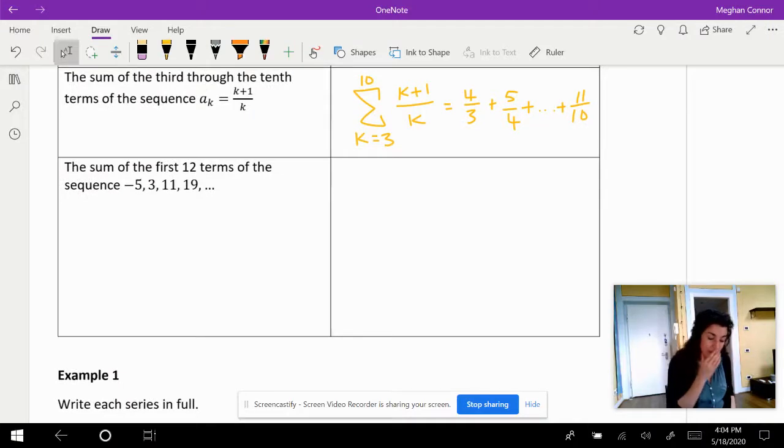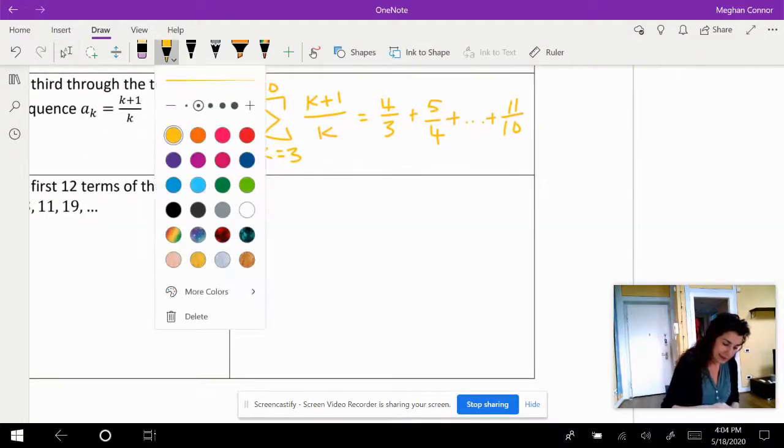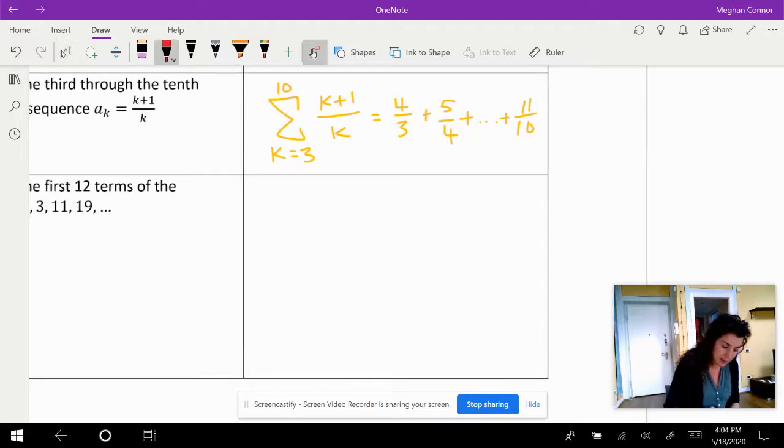Find the sum of the first 12 terms of the sequence, and it just tells us a list of numbers. We don't know what the definition is, so we have to find out what the equation is. Is it geometric? Is it arithmetic? I can see that I'm going to be adding the same number every time, and I do a few calculations, and I realize that the common difference is 8, and a sub 1 equals -5.